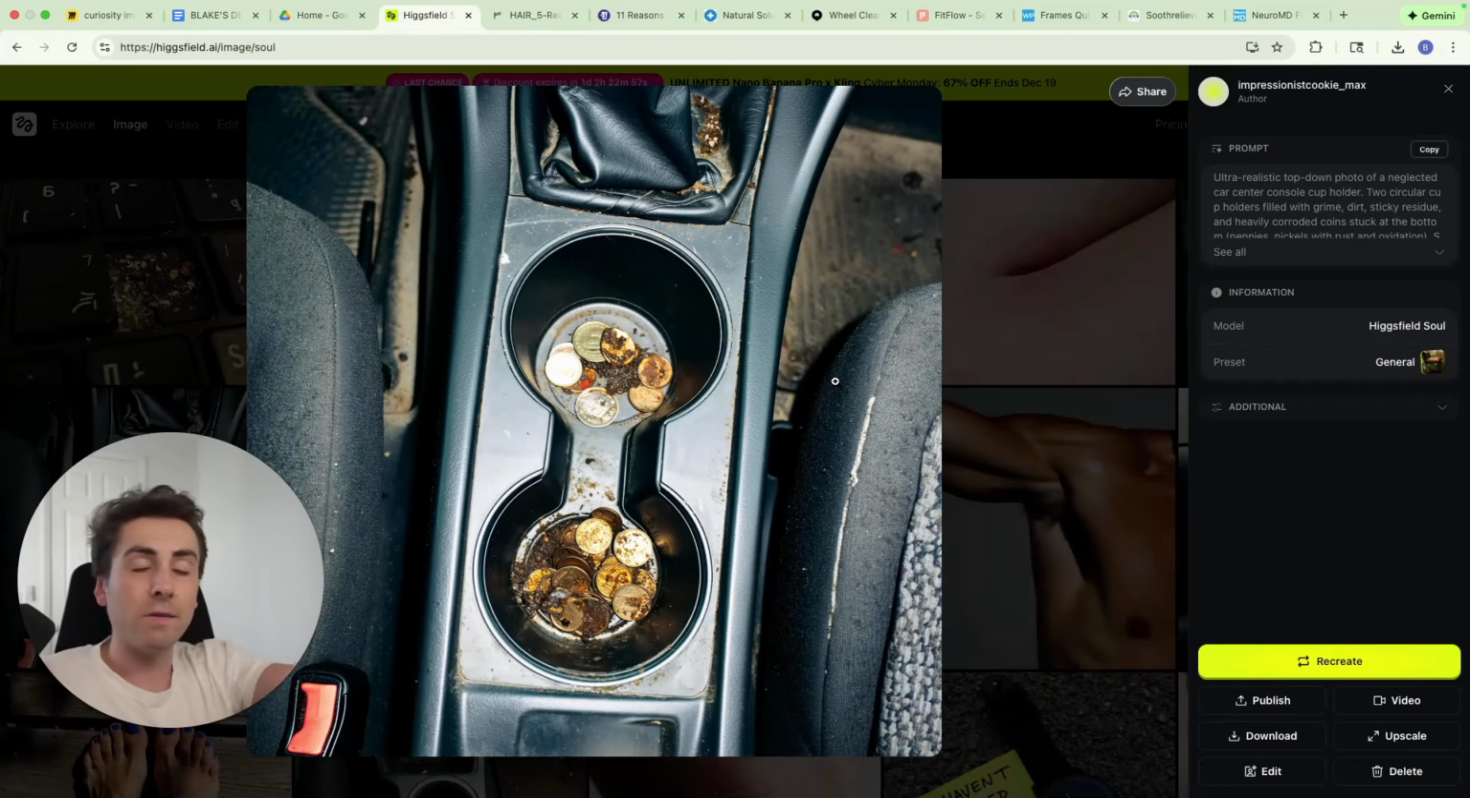This is maybe if I was running this image ad, I would sell to people that have dirty cars. And what would I sell them? I would sell them a cup holder cleaning kit. I would sell them a wireless car vacuum. This is kind of the approach here, guys.